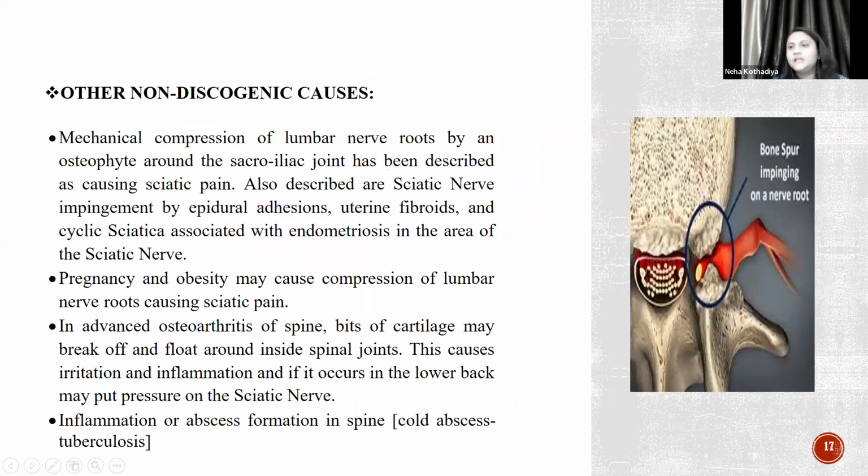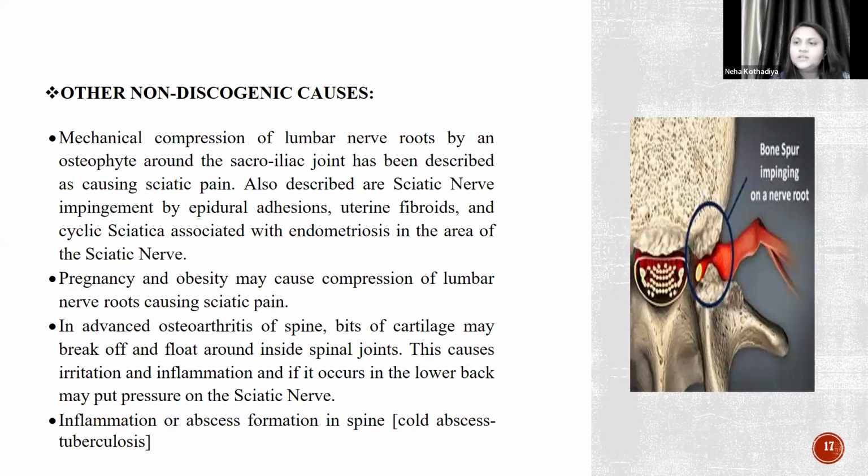Other non-discogenic causes, where the disc is not involved. Mechanical compression of the lumbar nerve roots by an osteophyte around the sacroiliac joint has been described as causing sciatic pain. Also described are the sciatic nerve being impinged by epidural adhesions, uterine fibroids, and cyclic sciatica associated with endometriosis in the area of the sciatic nerve. Many times, pregnancy and obesity may cause compression of the lumbar nerve root, causing sciatic pain.